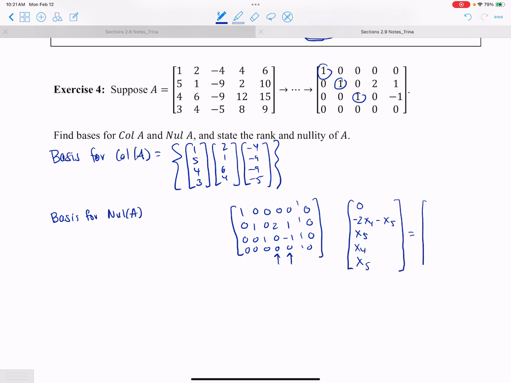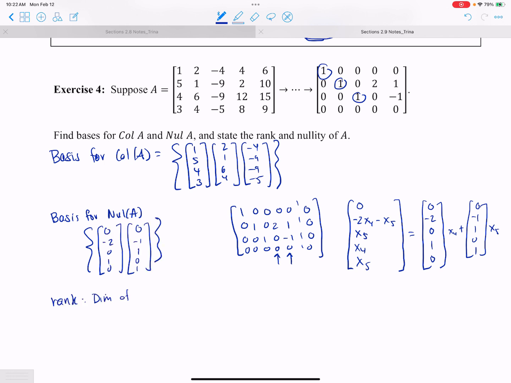Again, if I rewrite this as some column times x4 plus some column times x5, those will be my basis elements. So for x4, the coefficients would be 0, negative 2, 0, 1, 0. And for x5, it's 0, negative 1, 1, 0, 1. So the basis are those two vectors.